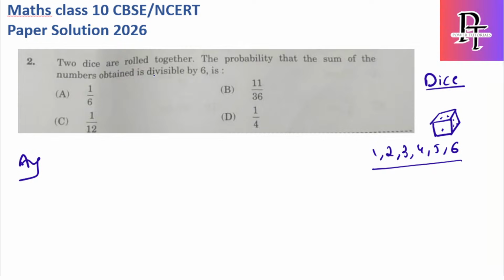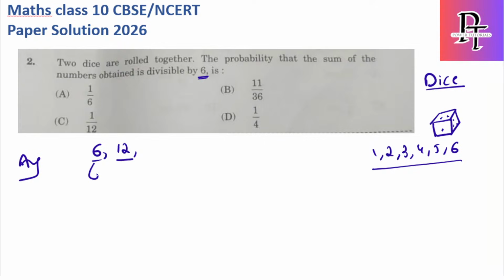The sum of numbers obtained should be divisible by 6. First of all, the multiples of 6 which are divisible by 6 are 6, 12, 18 and so on. But if you have two dice with numbers from 1 to 6 each, the only sums divisible by 6 are 6 and 12.